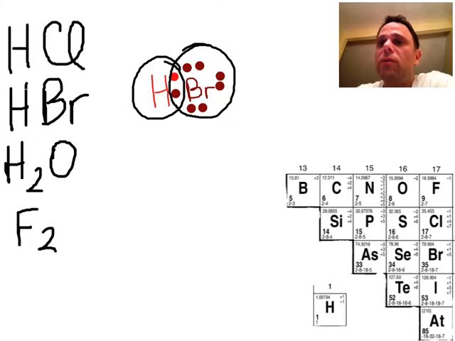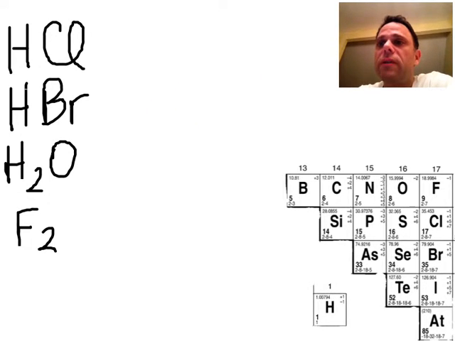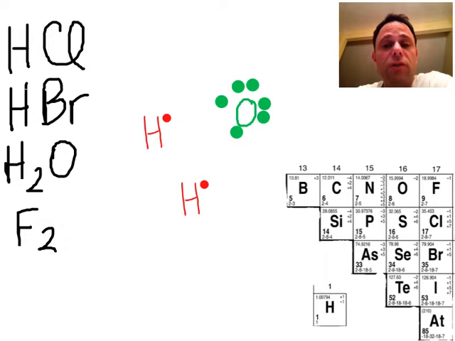Let's now take a look at water. Take this off our screen. Alright, now we're going to need 2 hydrogens. There's one. Here's another one. And we're going to need an oxygen. Oxygen has 6 valence electrons, as denoted right here.